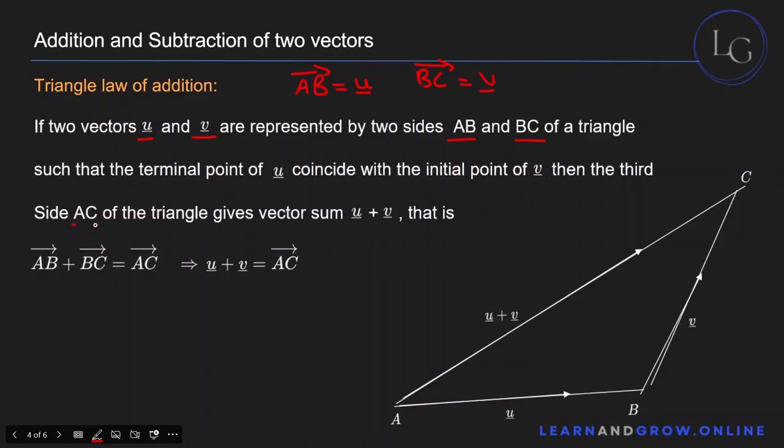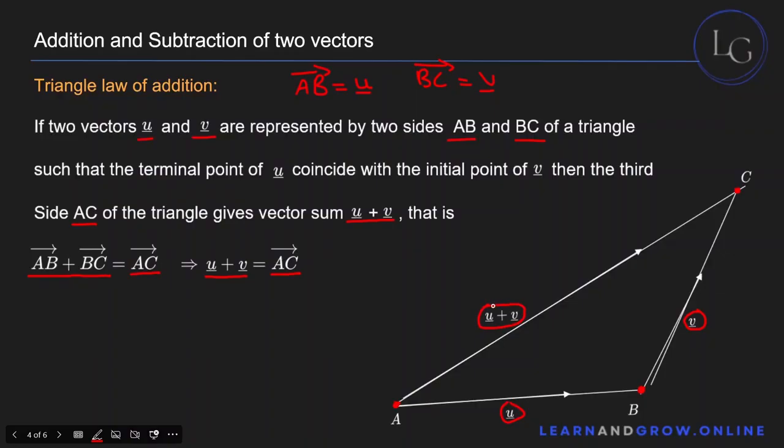Then the third side, AC, that goes from A to C, gives you the vector sum u plus v. So AB plus BC is equal to AC. Simple really. That just means u plus v is equal to AC. Here's an example. The terminal point of AB is the initial point of BC, and BC is v. So if you draw a vector from the initial point A to the terminal point C, that will give you AC, which is u plus v.